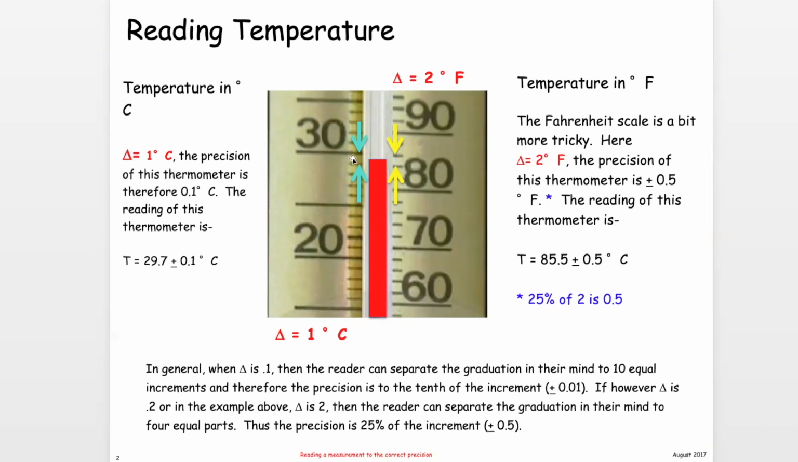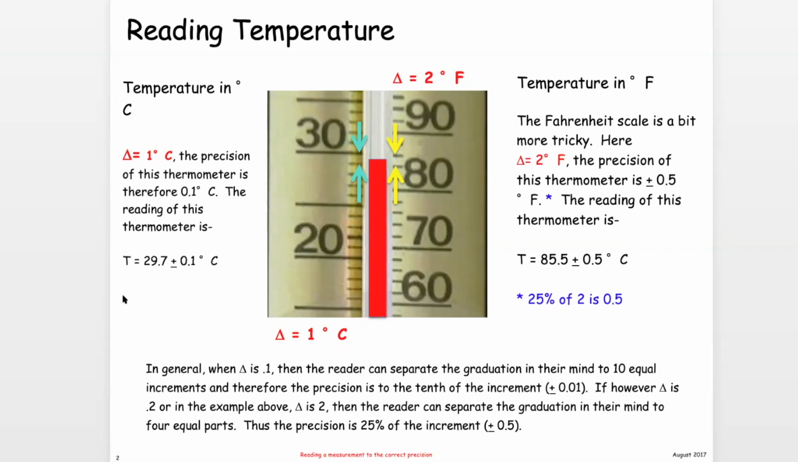See these differences here? You got to know the size of that first. If you know that this is 20 and 30, and there's 10 marks in between, then you know that each line represents 1 degree. So that means the delta on this is 1, which means that your reading is to the 10th of that, 1 more digit over. Okay.